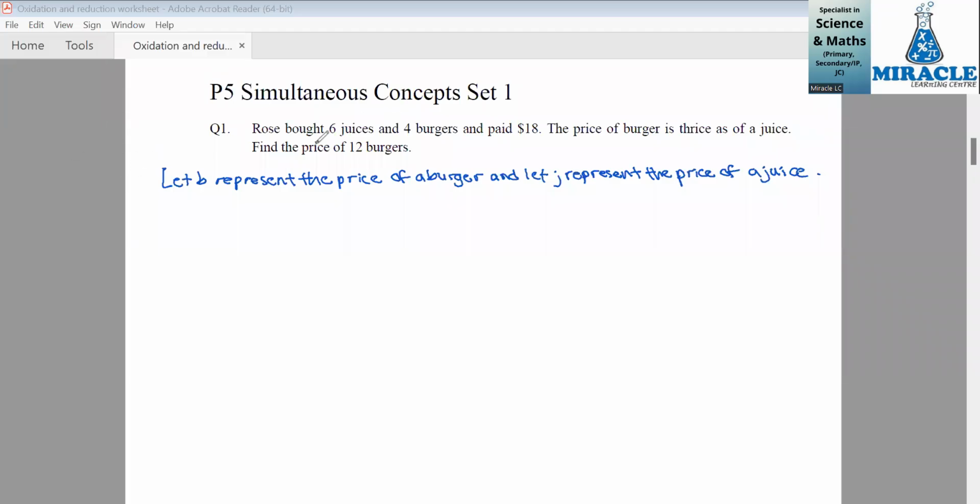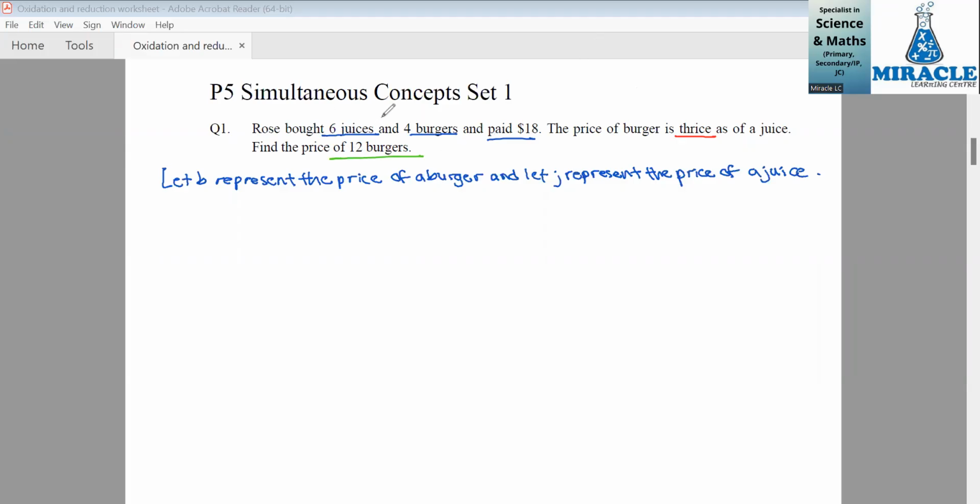Question 1. Rose bought 6 juices and 4 burgers and paid $18. The price of a burger is thrice the price of a juice. So find the price of 12 burgers.